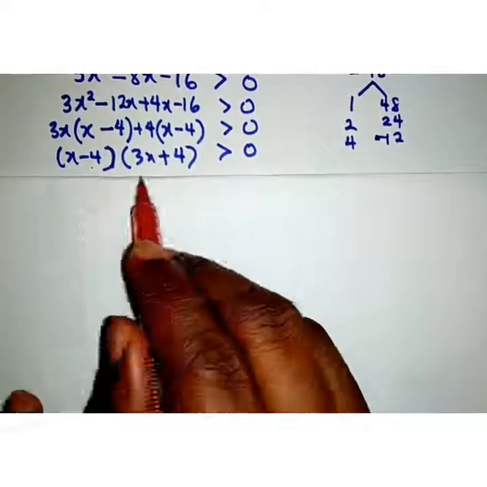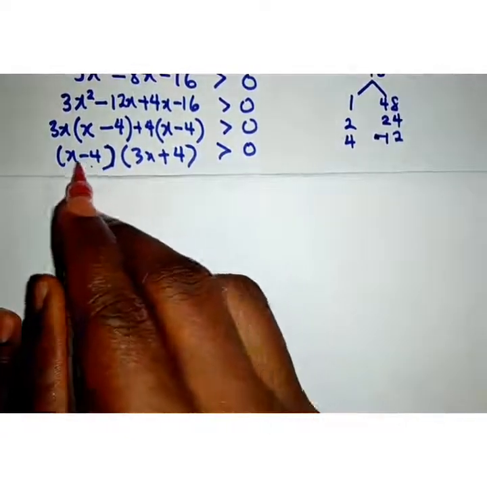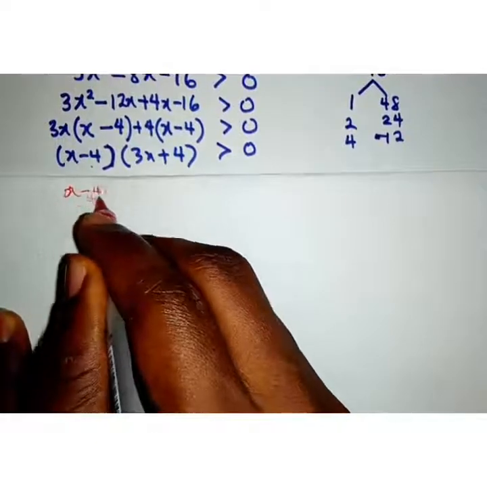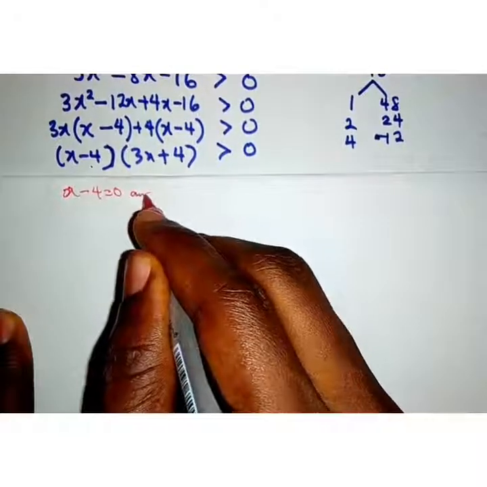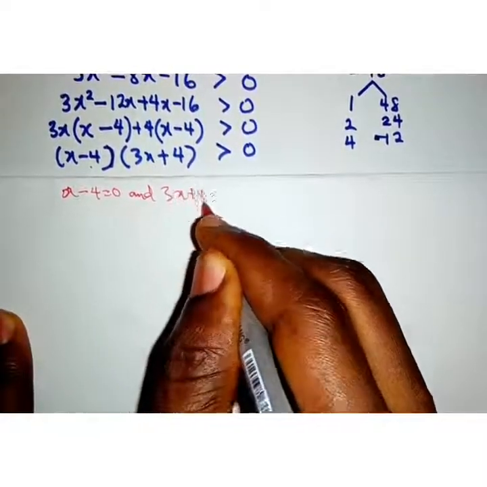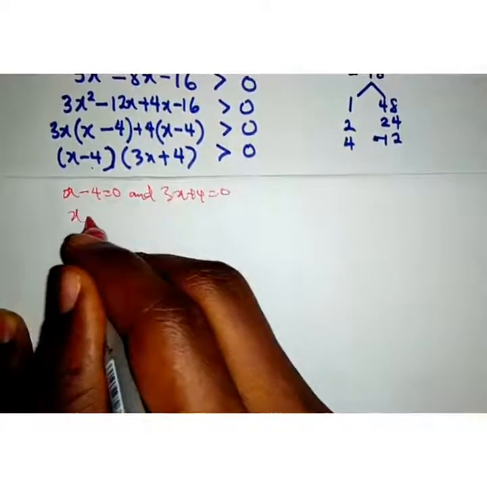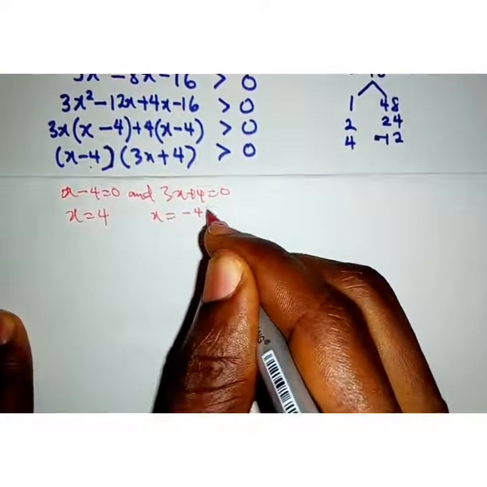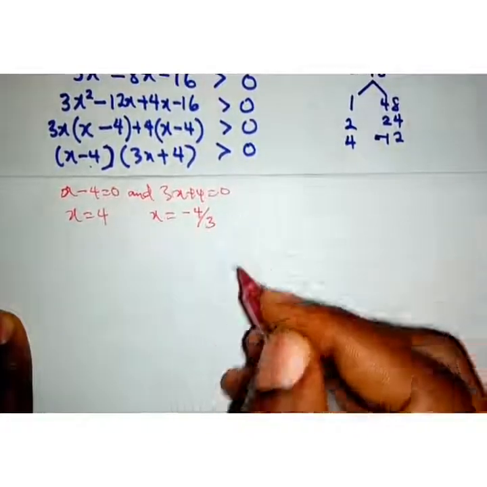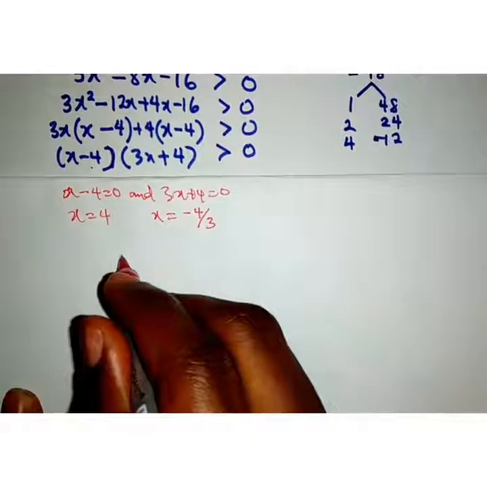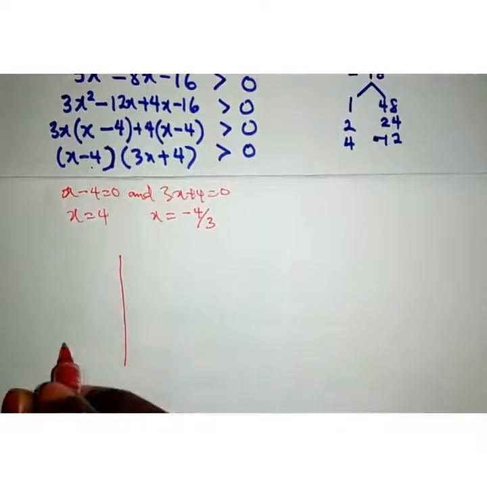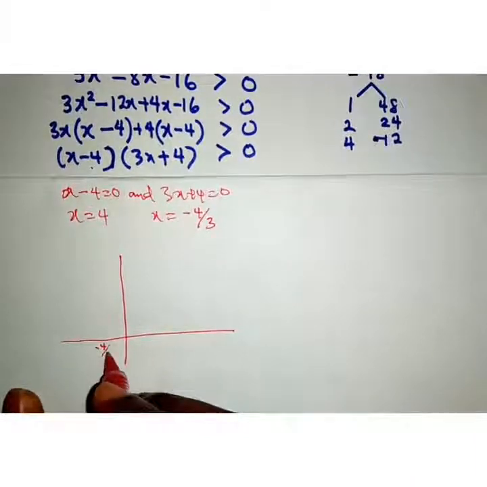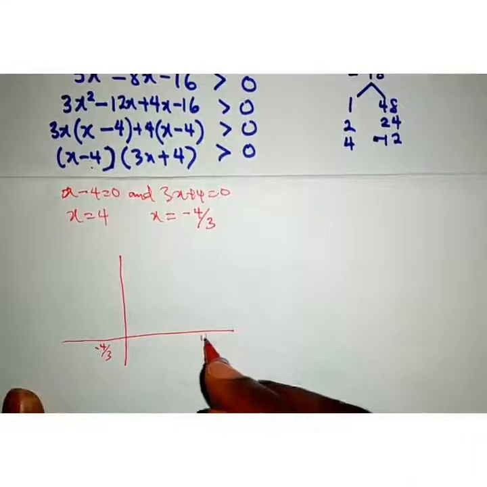We now find the critical values, that is where each of these factors equals 0. So we have x minus 4 equals 0 and 3x plus 4 equals 0. So we have x equals 4 here and x equals minus 4 over 3. These are our two critical values. So with our critical values now, we can sketch the graph of this curve. We have minus 4 over 3 here, and then we can have 4 here.